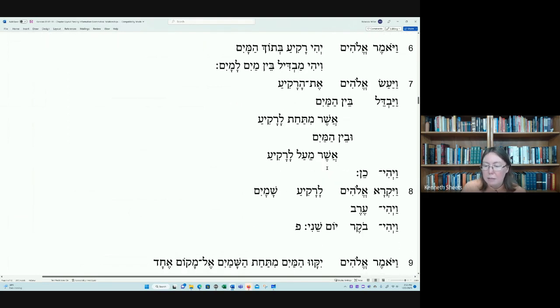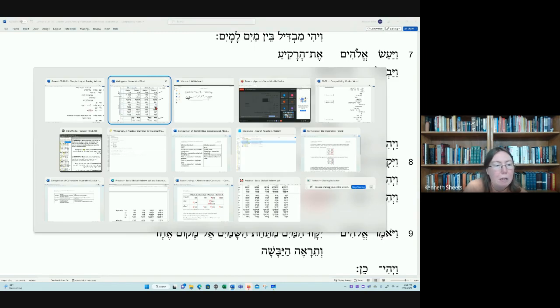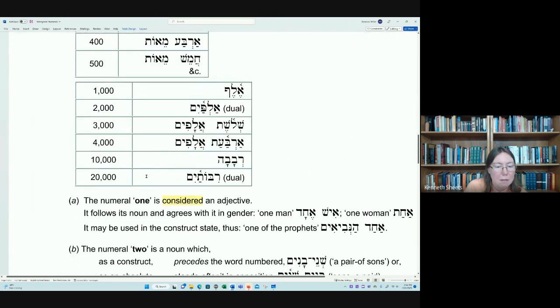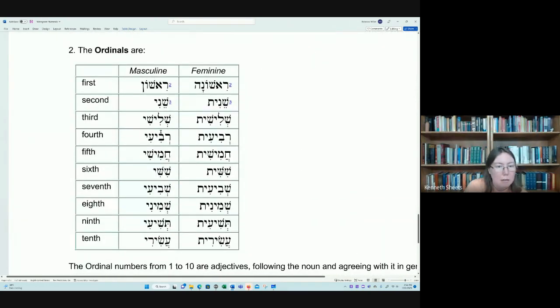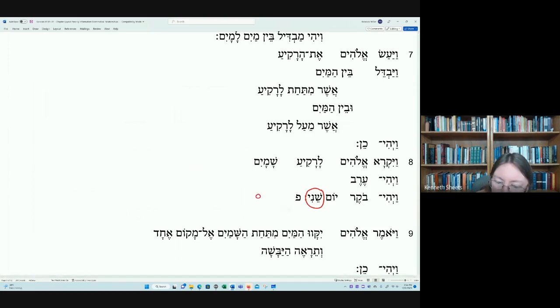That's kind of interesting, isn't it? Well, let's come back down here, verse 8. Vayihi erev, then existed evening. Vayihi voker, then existed morning. Yom sheni. Well, now wait a minute here. So day 2, I would have expected shenayim, but that's not what we have here. We have sheni, which is right here, second. So we have an ordinal number here. So all of a sudden we've switched to an ordinal number.